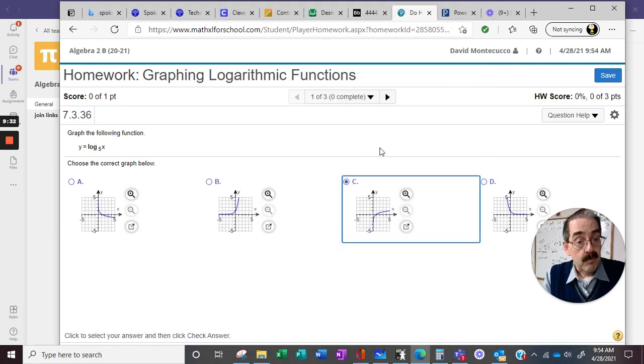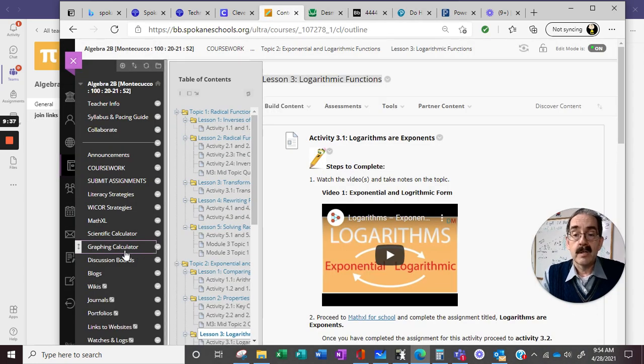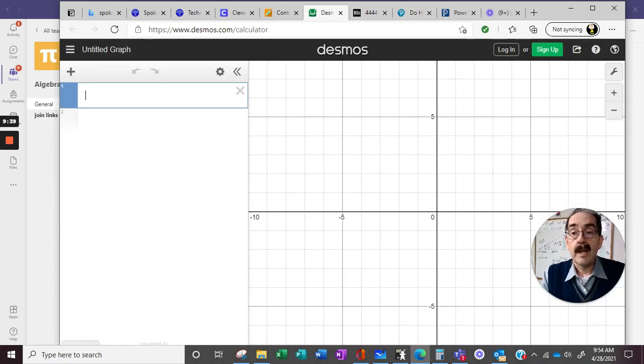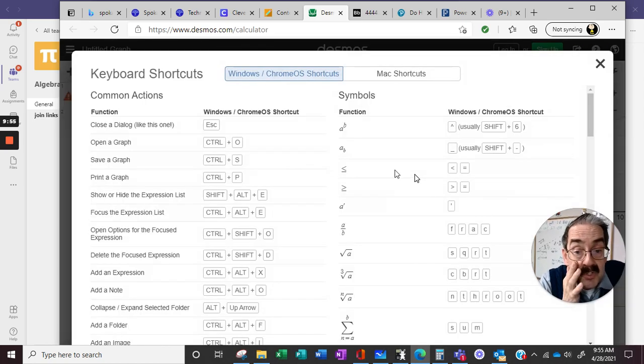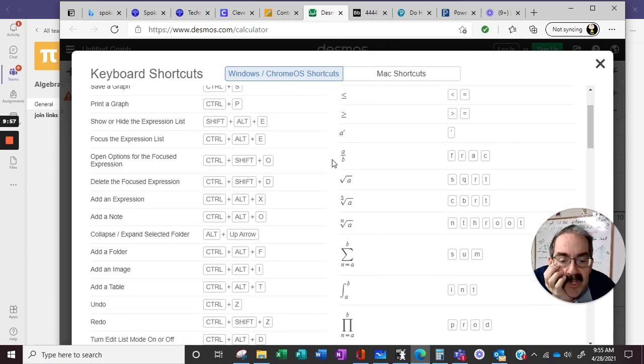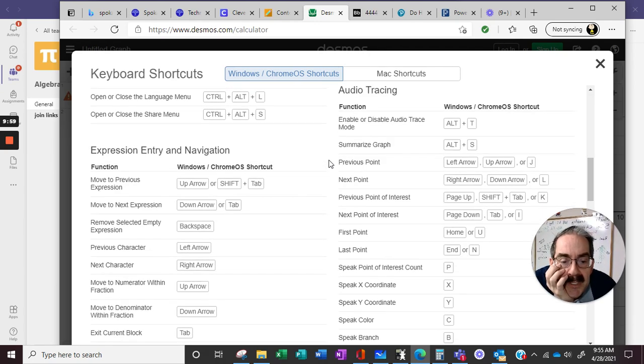Boom. Now, what if you don't have that calculator? You go, you click on graphing calculator, and now we're here. How do I find log base? Okay, so you type in log. Well, how do we do subscript? Okay, so let's hit the help key, and we need keyboard shortcuts. Let's see if we can find log base.